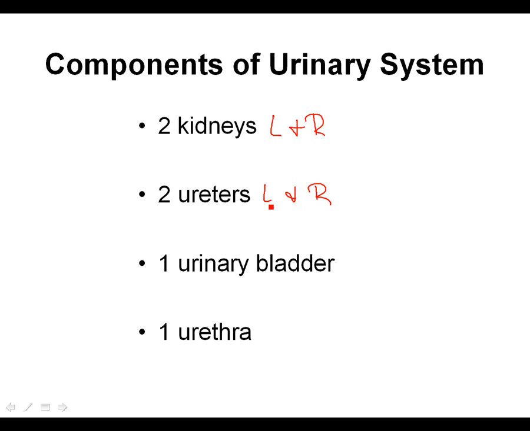Okay, then the two ureters empty the urine into one urinary bladder, the same urinary bladder. They both merge into the same bladder. The bladder stores the urine, and then it leaves the body through the urethra. So there's only one urethra as well.